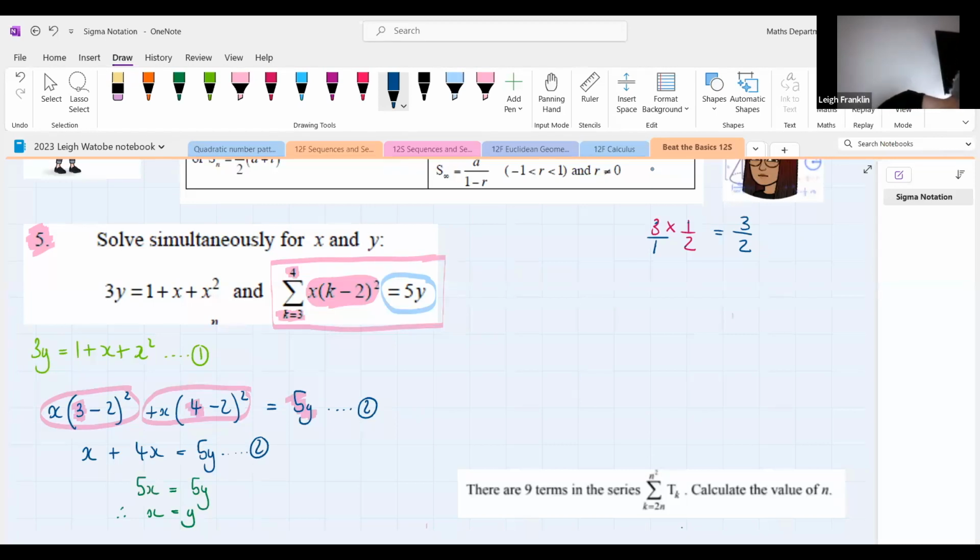Okay, so Lesedi, you said you were struggling a little bit. No stress. Let's talk about what we would do in the next steps to get our answer. So Lesedi, on the left-hand side, you would have said x plus 4x is 5x. And if 5x is equal to 5y, then it stands to reason that x must be equal to y, right? Did you get that, Lesedi? Did you get x and y are the same?